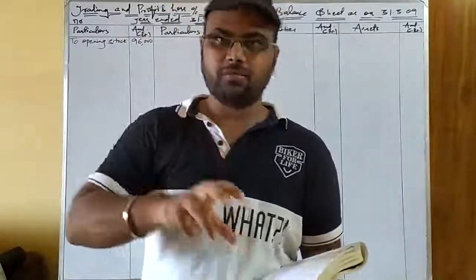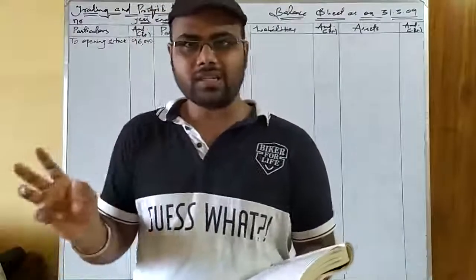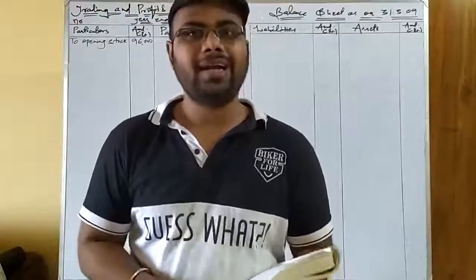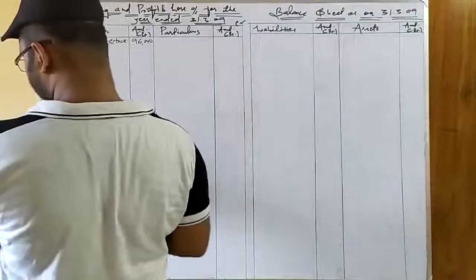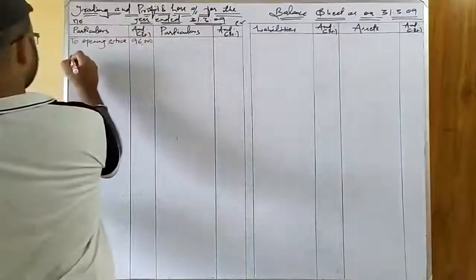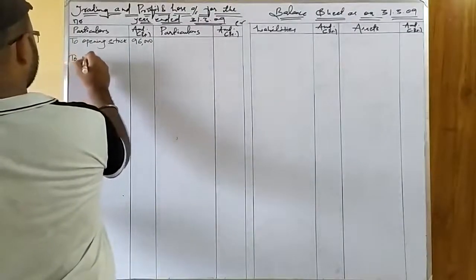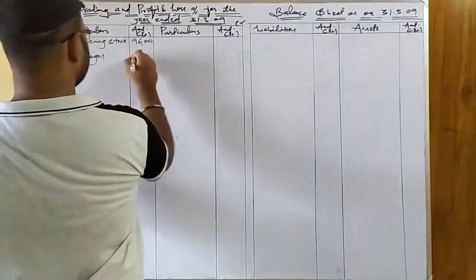How? Wages is paid to the workers. Workers work in the factory. So factory related expenses are direct expenses. So we'll post it into the debit side of trading account. Okay. So as you know, we shall leave some space for purchases. To wages. Wages given is 28,000.